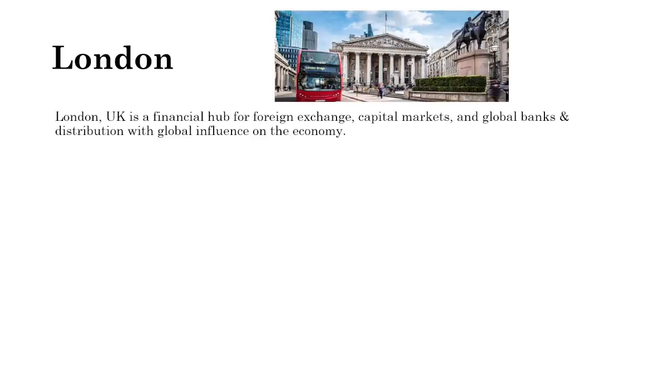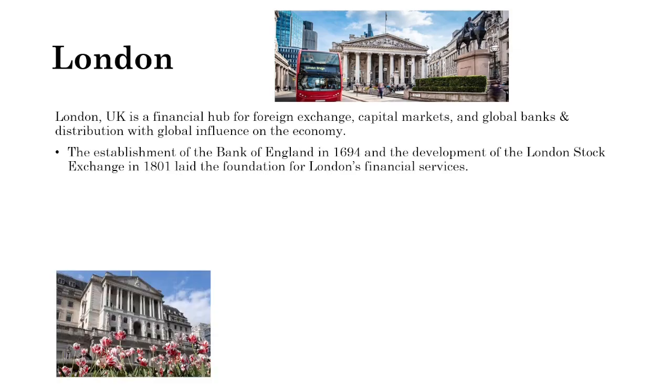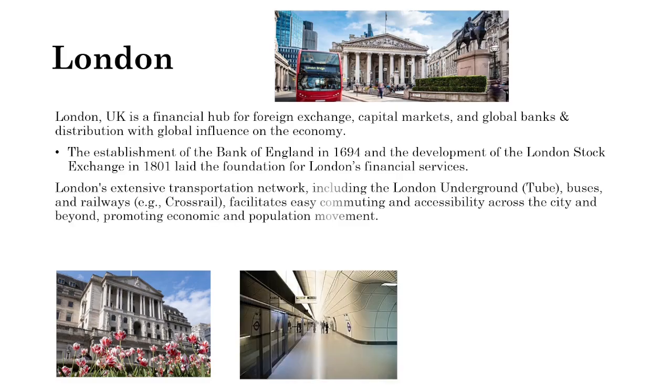Let's look at London. London is very, very important to the world. It's a financial hub. There's a lot of foreign exchange going on, capital markets, global banks, and distribution with global influence on the economy. As we look at the establishment of the Bank of England, that's a major bank now. We also saw the London Stock Exchange develop, which originally started in a coffee house, and this laid the foundation for London's financial services.